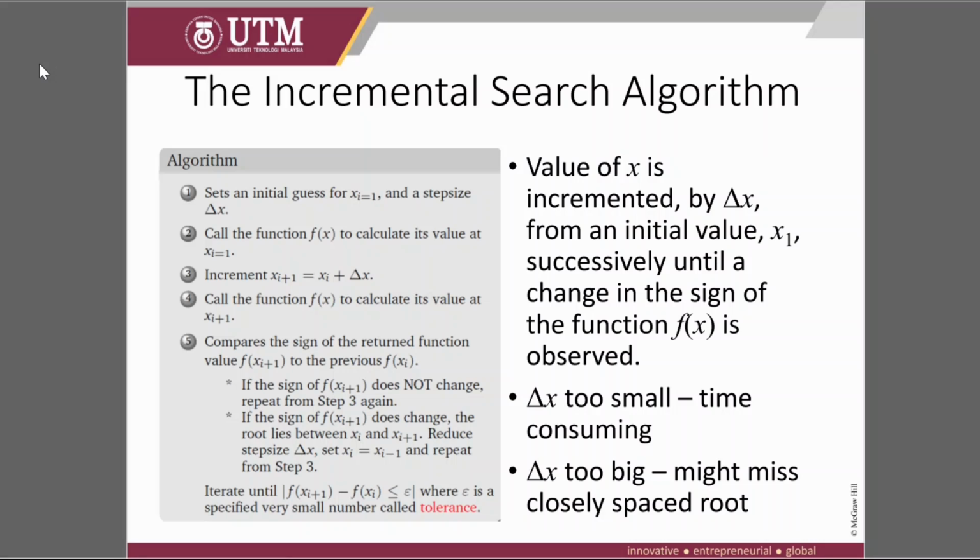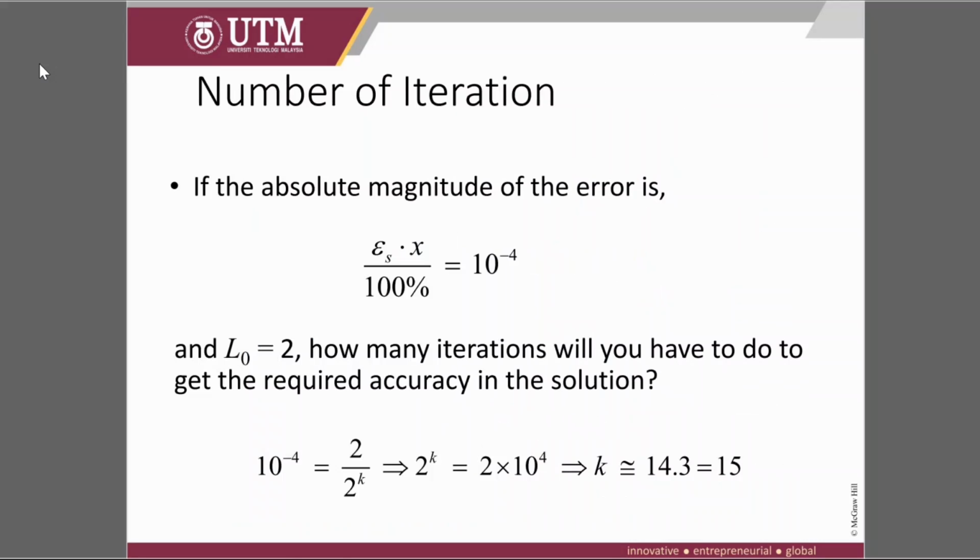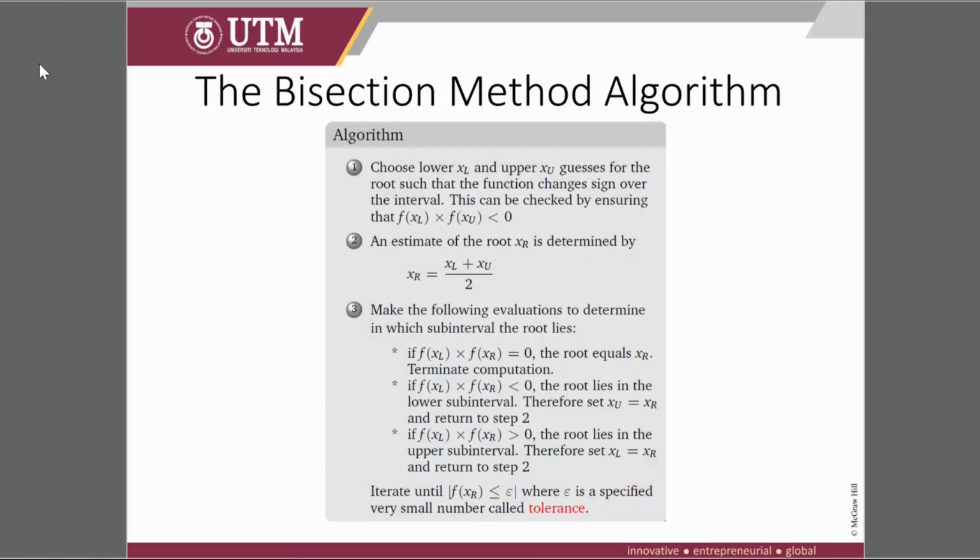Okay, before looking at my example, let's go back to this algorithm, the bisection method algorithm. It says here, choose lower XL and upper XU guesses for the root such that the function changes sign over the interval. This can be checked by ensuring that f(XL) times f(XU) is less than 0, or a negative number.